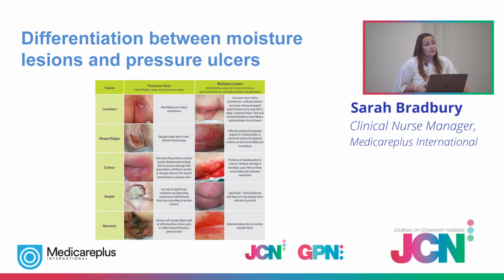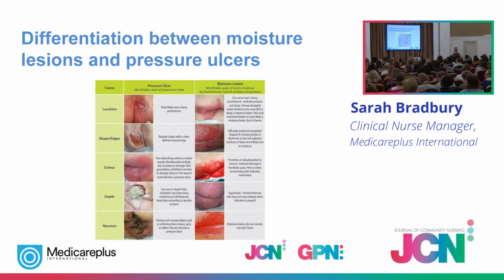In terms of the shape and the edges, with pressure ulcers, you're going to see a defined wound edge. So it may not necessarily be round, but it's much more likely to be regular in shape. With a moisture lesion, you're going to have a much more diffuse and widespread, scattered picture of skin damage. So you might start to see a rash-like appearance on the skin. The skin will become excoriated and red.